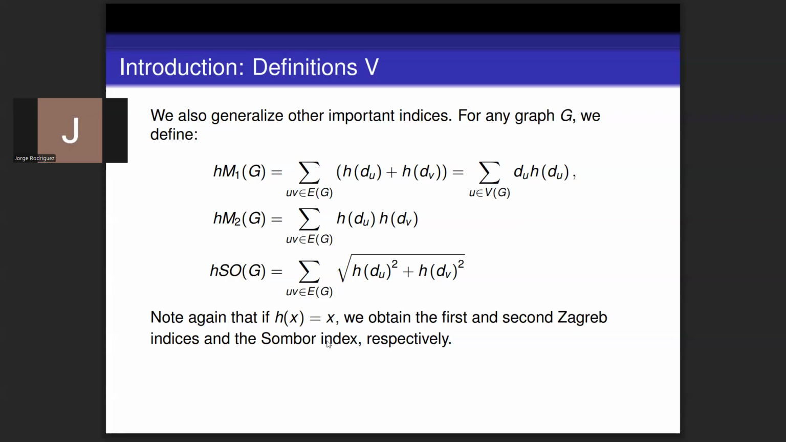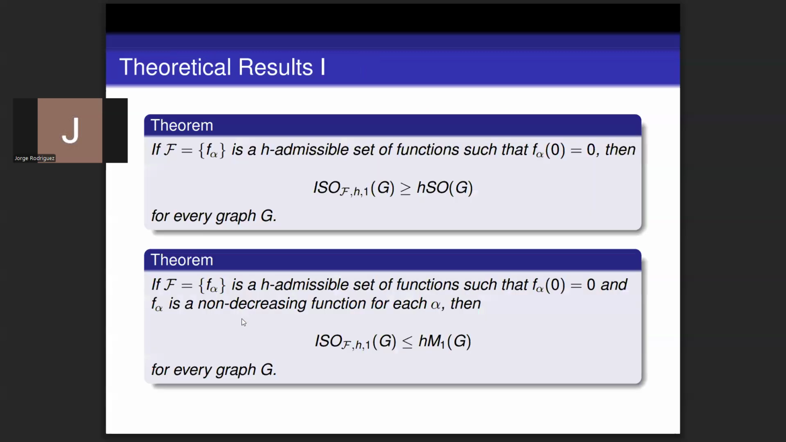Note again that if h is equal to x, then we have what we know as the first and second Zagreb index and the Sombor index. With all these definitions in mind, we can go to the theoretical results, okay? And then I'm going to be talking about the empirical results that we obtained.